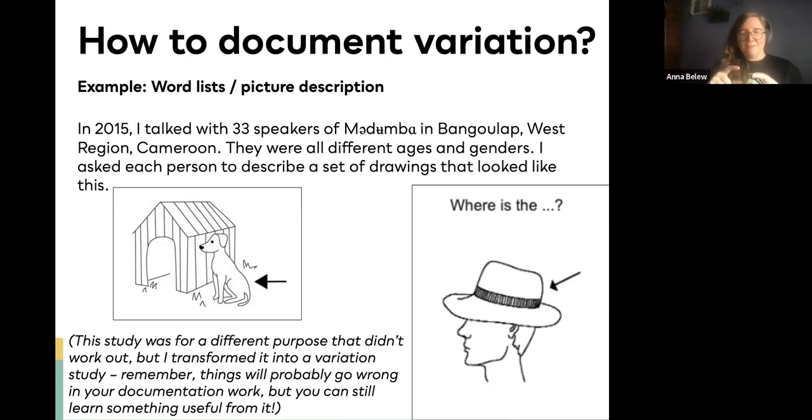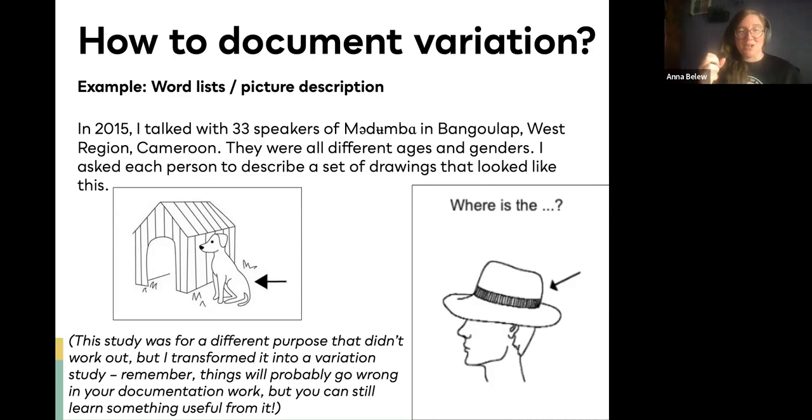And I had this little set of pictures, and these are called the Bowerman-Peterson Topological Relations Picture Series. It's a standard linguistics tool that is meant to get at how people describe objects in relationship to each other, right? You'll notice there's a dog sitting outside a doghouse and the arrow is pointing to the dog. And so I would say something like, where is the dog? And in theory, somebody will respond with the equivalent of the dog is next to the doghouse or the dog is outside the doghouse. Long story short, that's the study I was hoping to do.